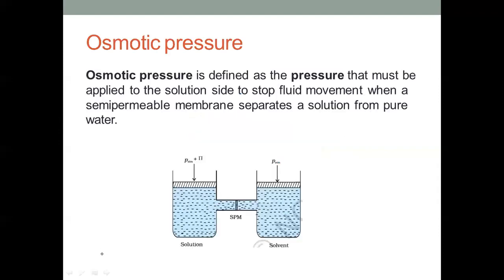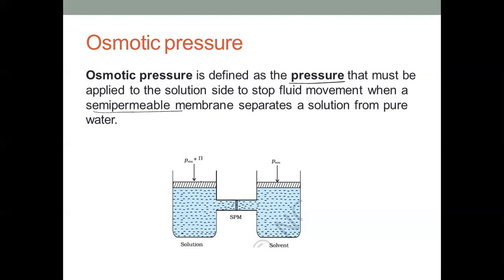So I said, what is osmotic pressure? Osmotic pressure, in order to stop this osmosis, is nothing but the pressure that must be applied to stop the movement of the solvent, or in other words, to stop the osmosis which is occurring through this semi-permeable membrane. Here I'm taking this solvent and solution in a separate experiment.